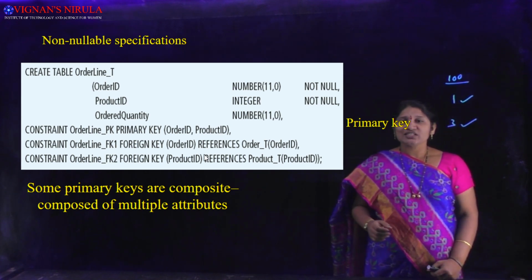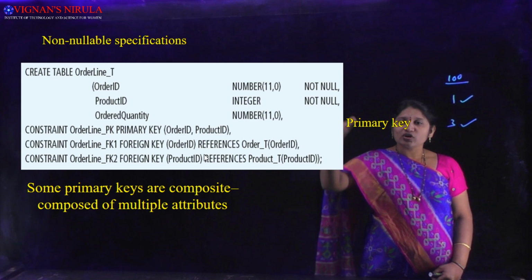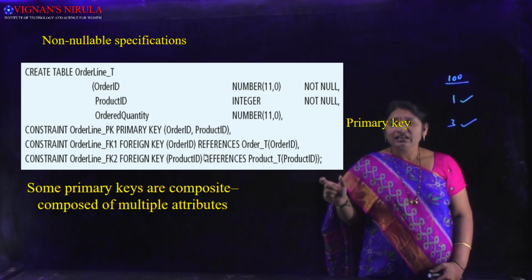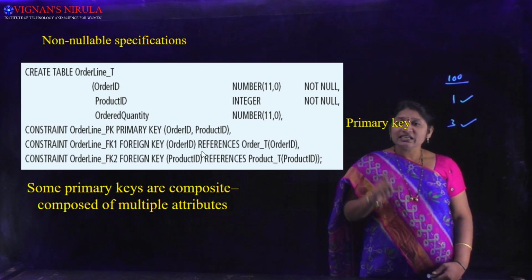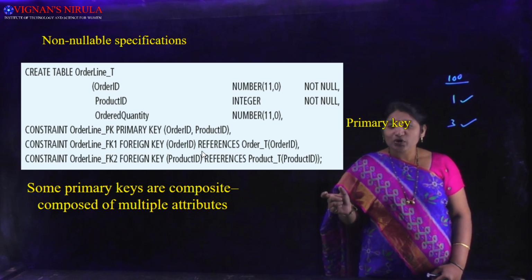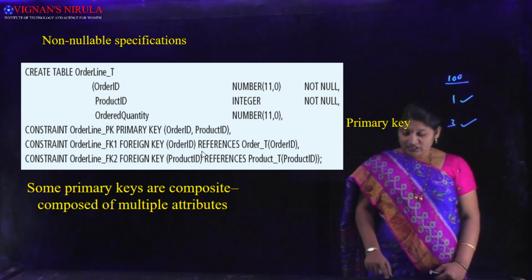And what are the constraints we have applied? As you already see, the primary key on this table is both order ID and product ID. Here the order ID is a foreign key that has been taken from the order underscore T table, whereas the product ID is a foreign key that has been taken from the product table.